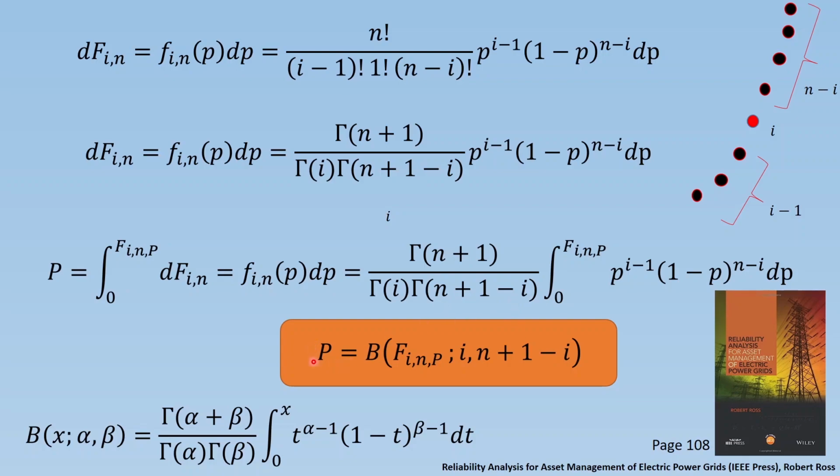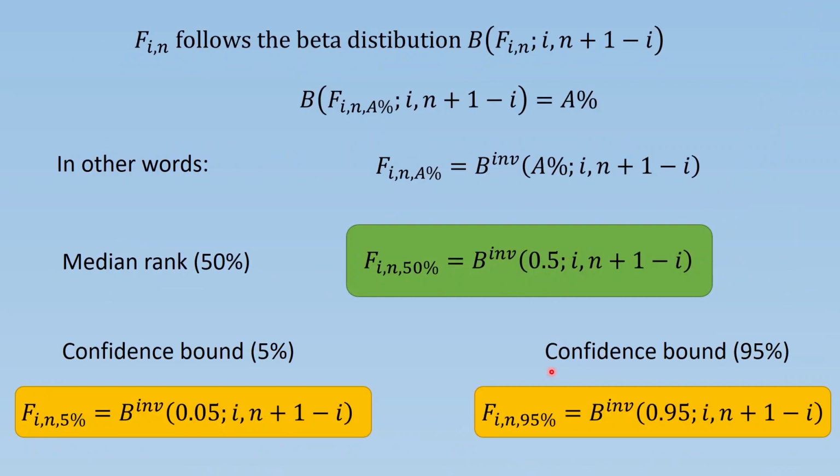So if you want a probability of failure, whatever that is, maybe 50%, 5%, 95%, that one should be equated to the beta cumulative distribution function of sample I and n with p%, and the parameters of the beta are I and n plus 1 minus I. Okay. So this cumulative distribution function of sample I basically follows the beta distribution.